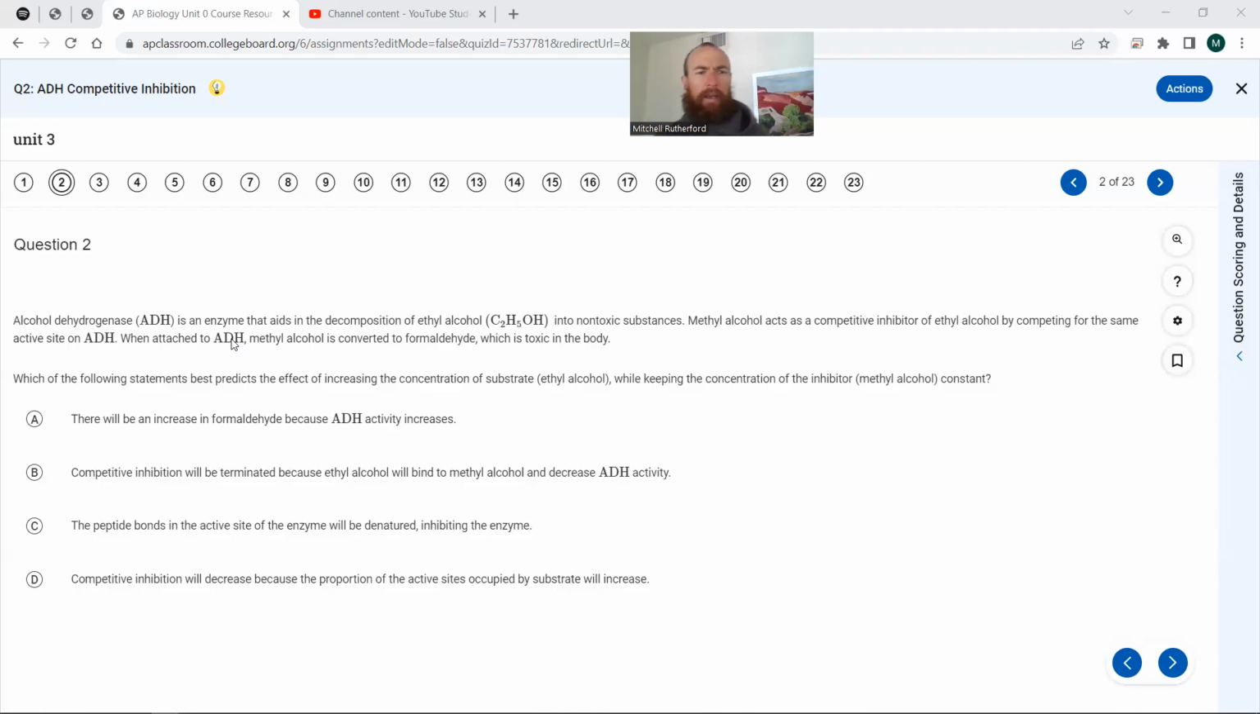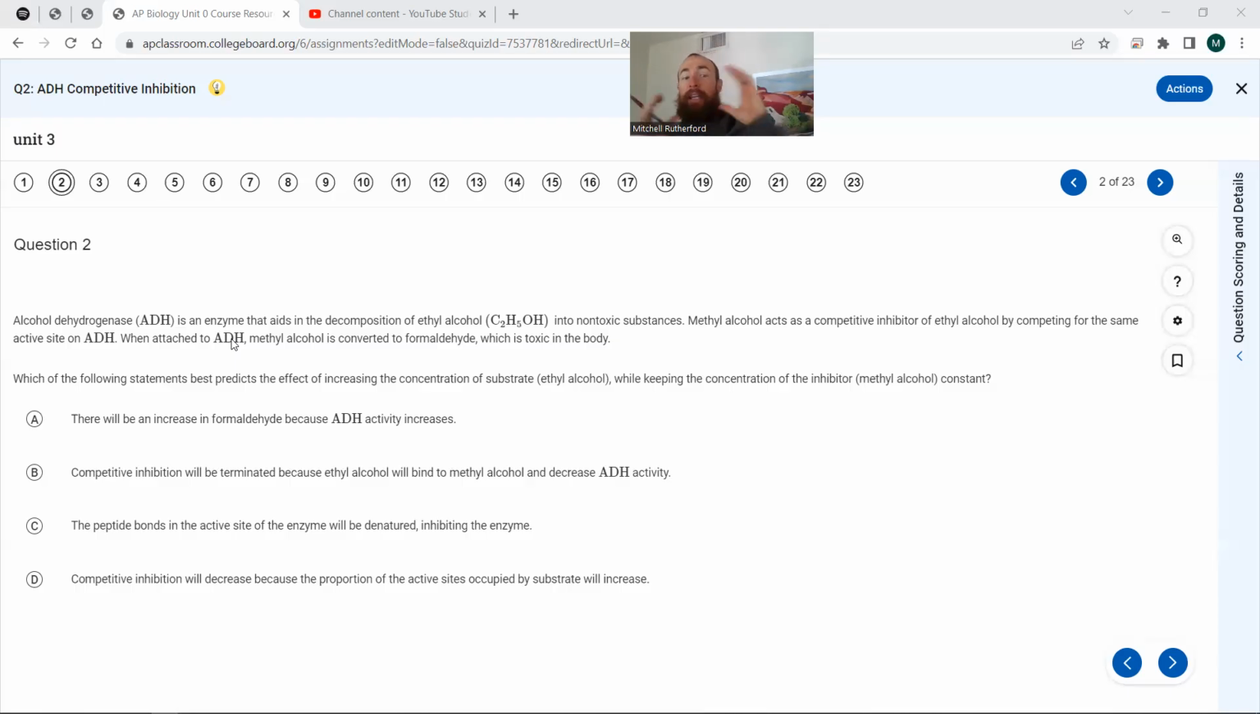Okay. A: which of the following statements best predicts the effect of increasing ethyl alcohol? If we increase ethyl alcohol, then non-toxic, okay? But we keep methyl alcohol the same. There'll be an increase of formaldehyde? No, okay? Methyl and ethyl are competing. MA and EA, they're competing. So A is a no. B: competitive inhibition will be terminated because ethyl alcohol will bind to methyl alcohol. No. That wasn't part of it at all, okay?